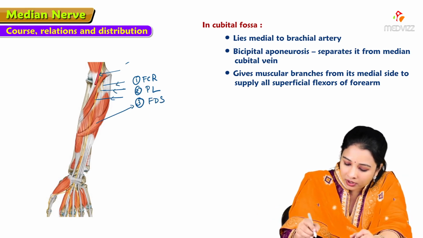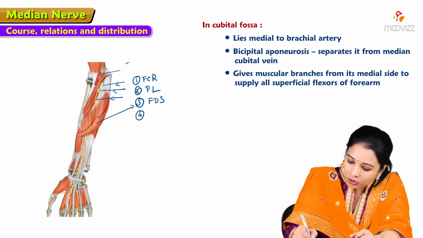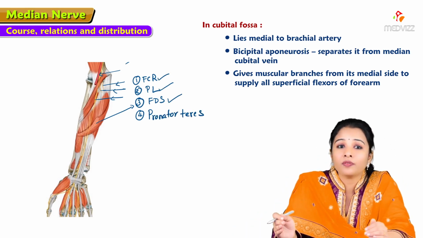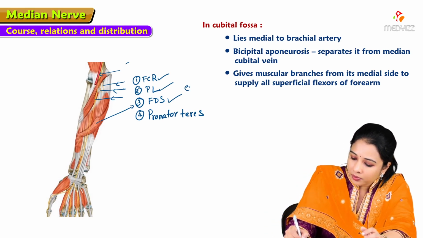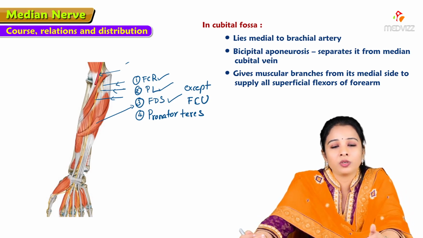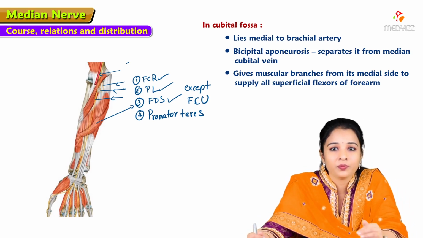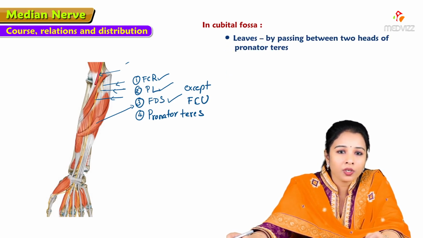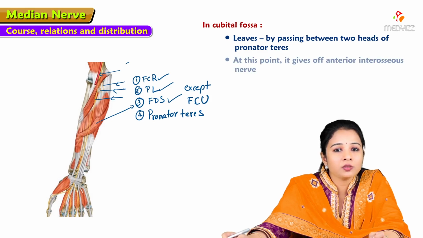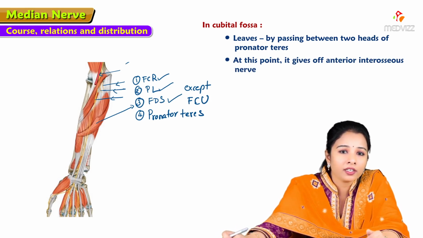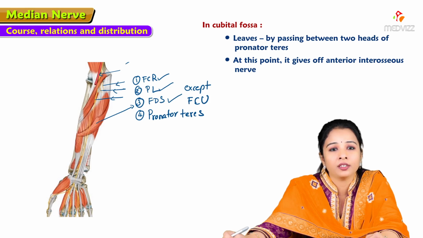Pronator teres, as it pierces through the pronator teres, it also supplies it. So except flexor carpi ulnaris, rest all of the superficial muscles are supplied by the median nerve. Median nerve leaves the cubital fossa by passing between the two heads of pronator teres. At this point, it gives off a thin branch which is called the anterior interosseous nerve, which is a branch of the median nerve.